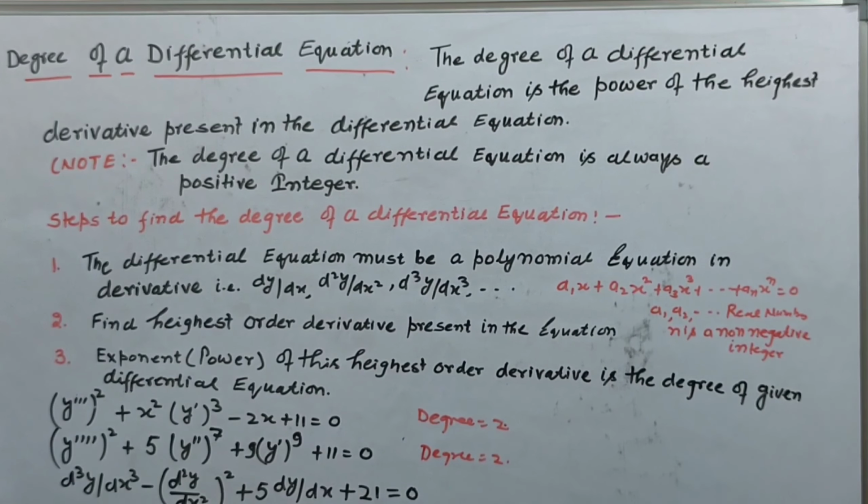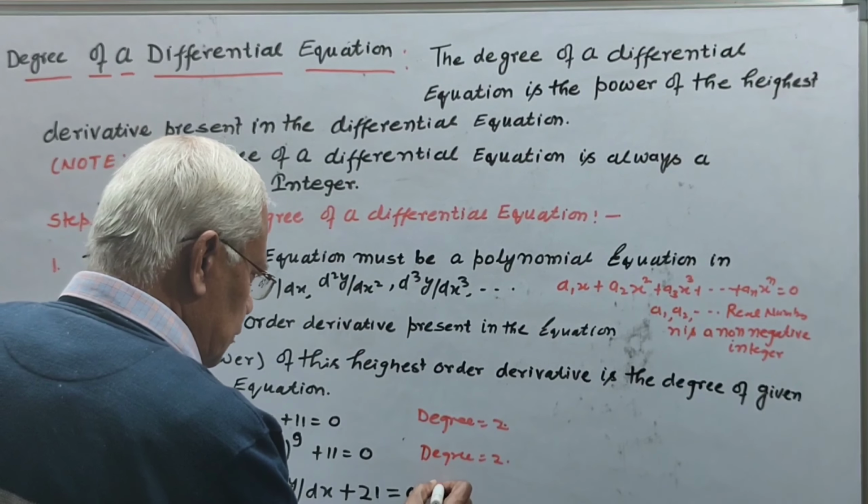Now what is the highest order here? d3y upon dx3, and what is the power of this highest order? 1. So the degree is 1.